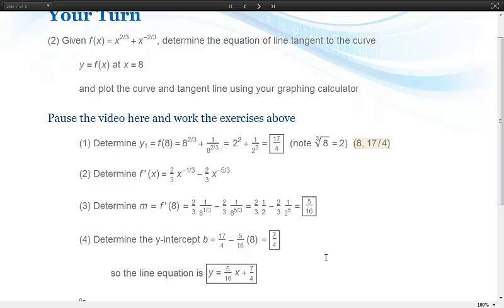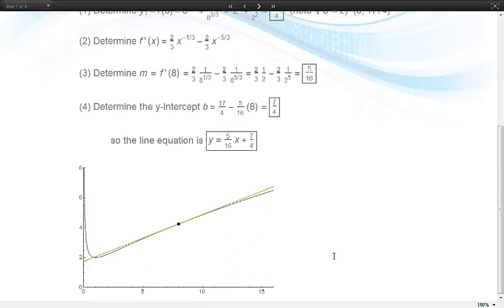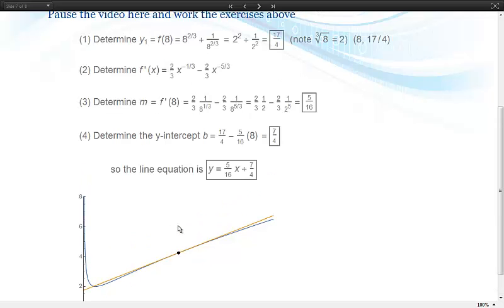How do we tell if we did it right? Well, we plot both the original function, f of x, and this tangent line using a graphing calculator or a program like this one, and you should get a picture that looks something like this. Here's my point of tangency at 8. The y was 17/4, a little bit more than 4.